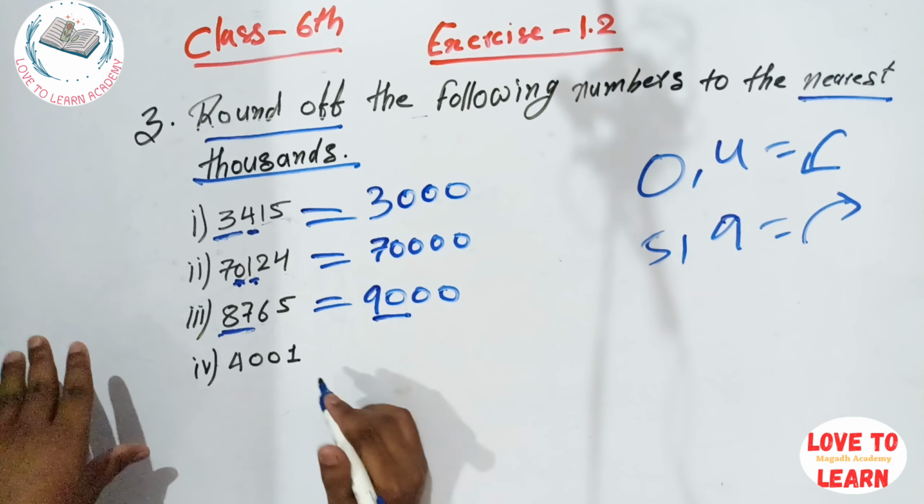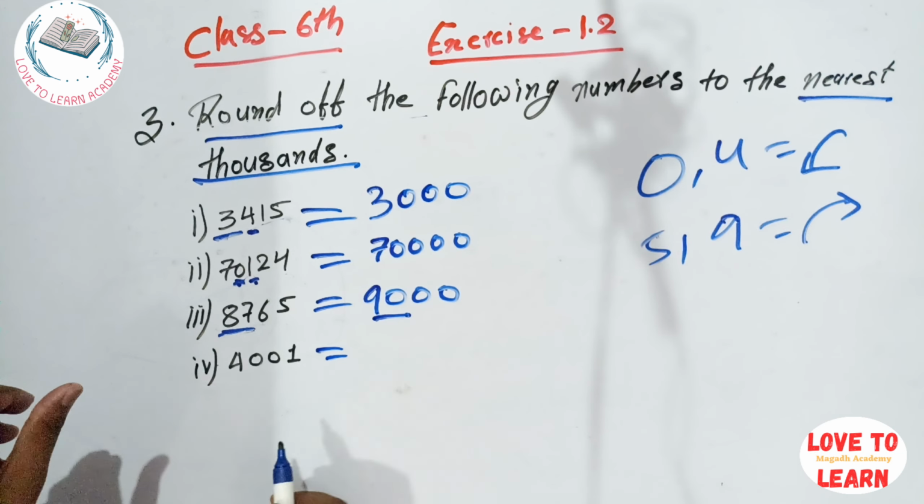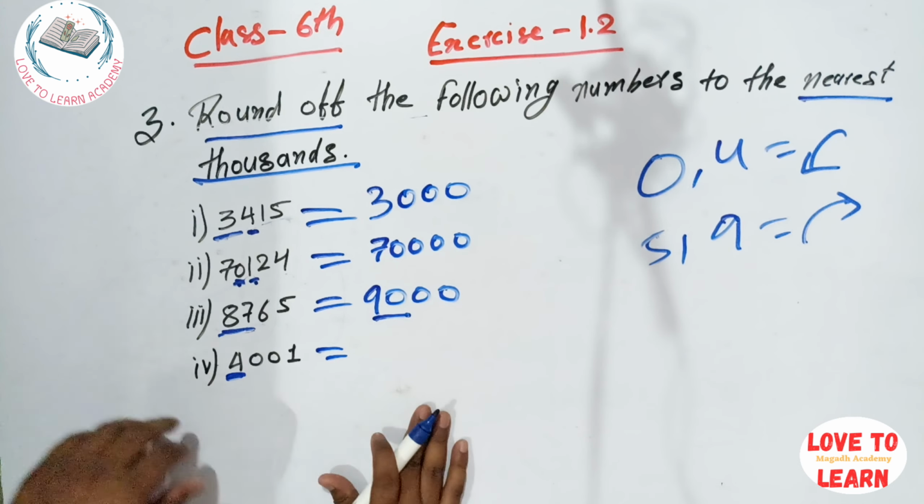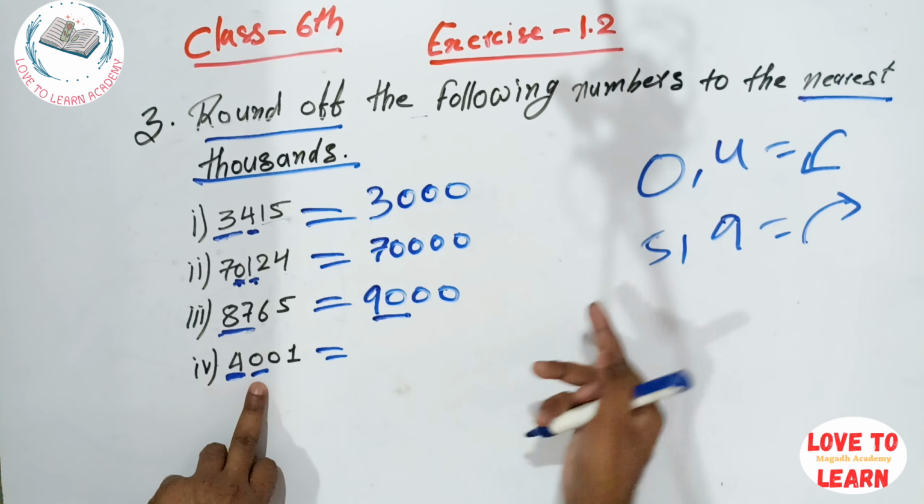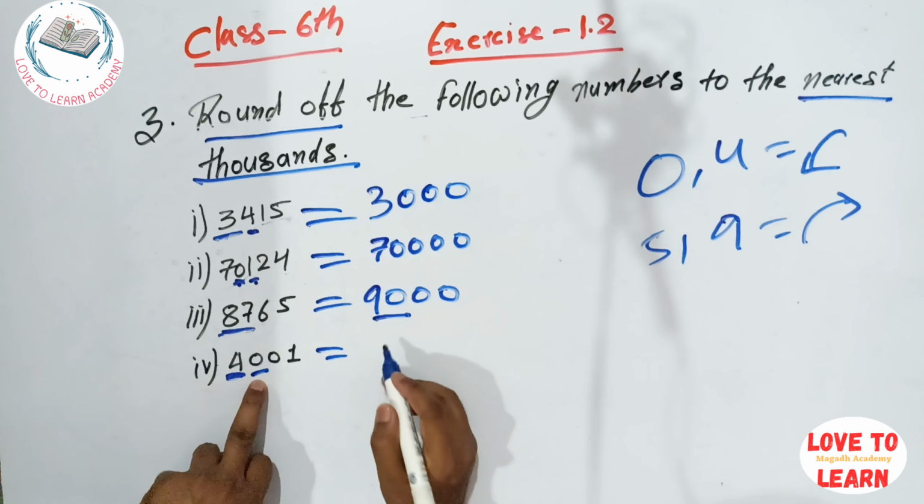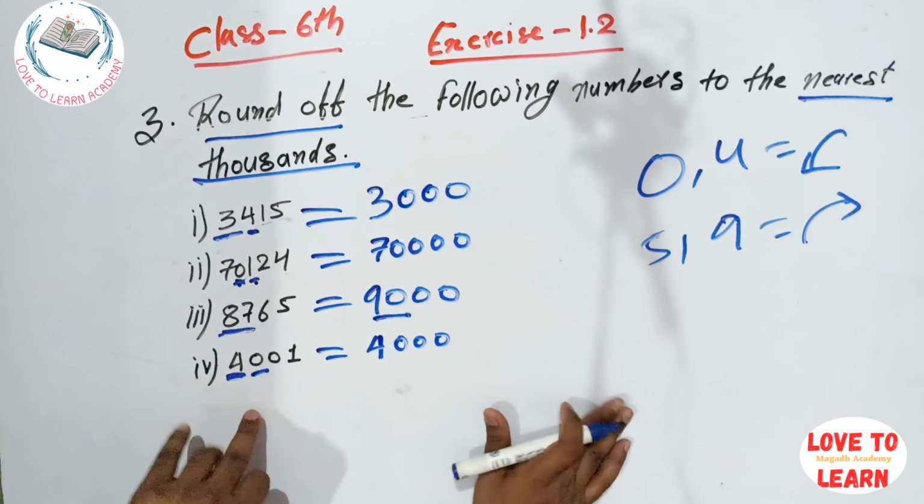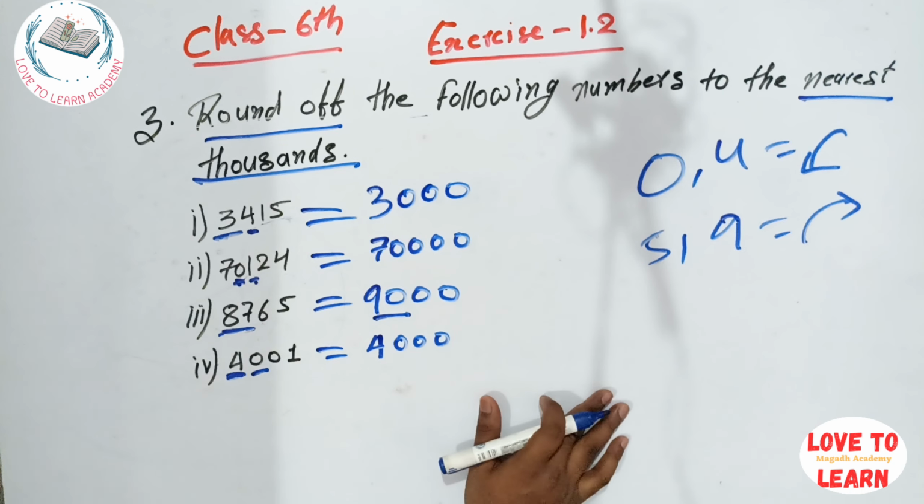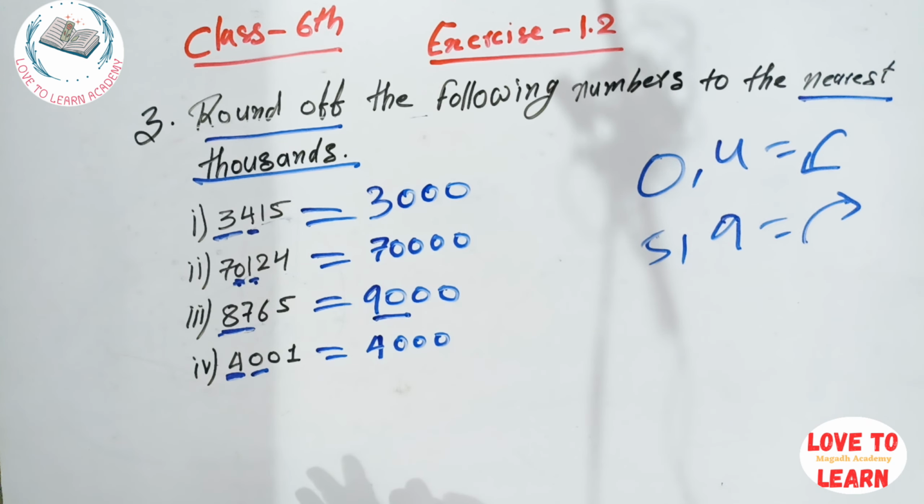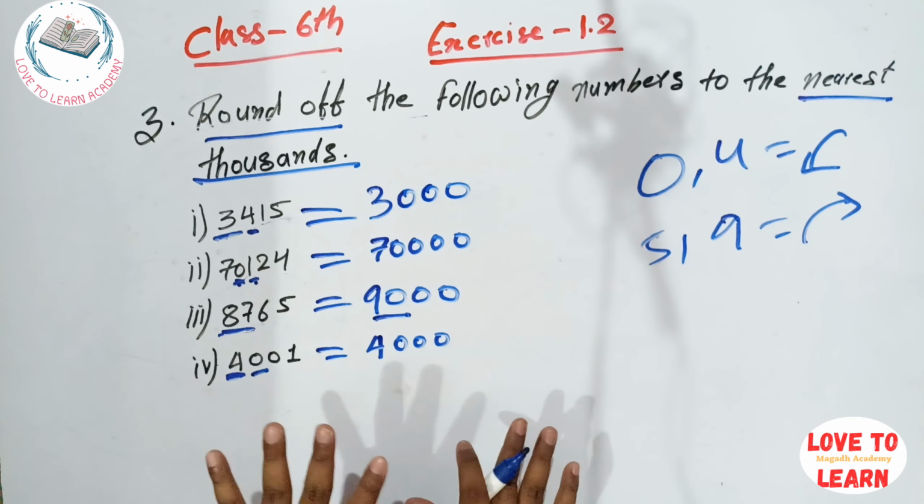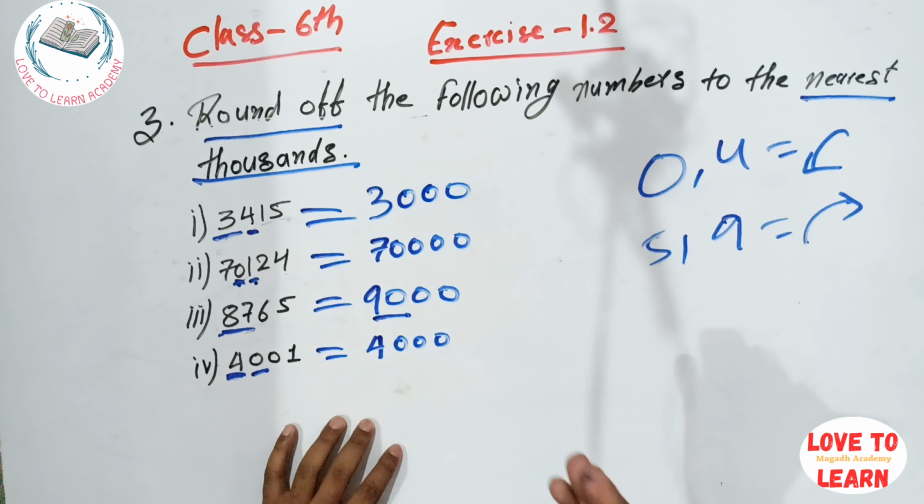Okay, so let's see question number 4. Ones, tens, hundred, thousand. This is 4000 and we have to see 0. So if it is 0 here, it will go to 0 only. So that's 0 0 0. Okay, so this is rounding to the nearest hundred and thousand. I hope you understand it. Okay, if you didn't understand, just comment, I will explain it very easily. So that is all we have to do. Okay, it's very easy.